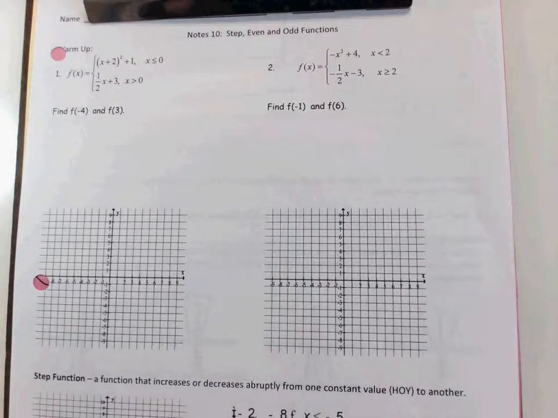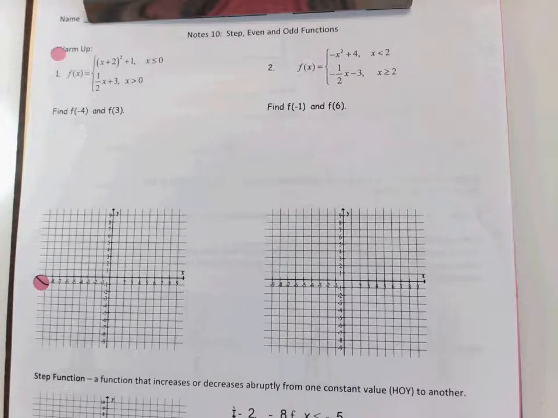Take a look at number 1. We have a little warm-up just to kind of remember how to do this stuff. If you needed to find f of negative 4, remember you would pick where negative 4 fits. Would negative 4 be less than 0 or greater than 0? Negative 4 would be less than 0.